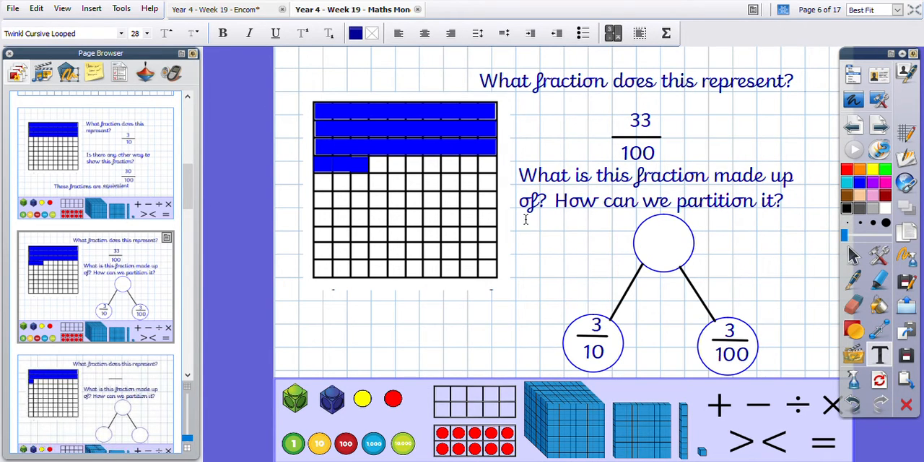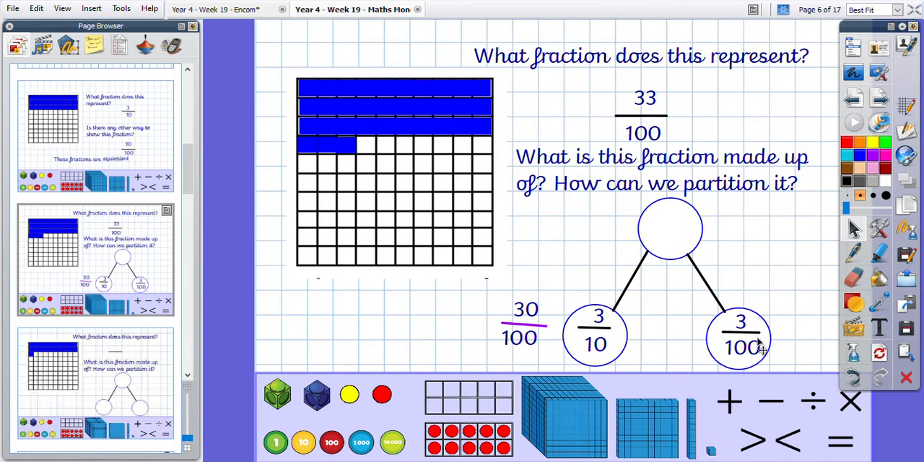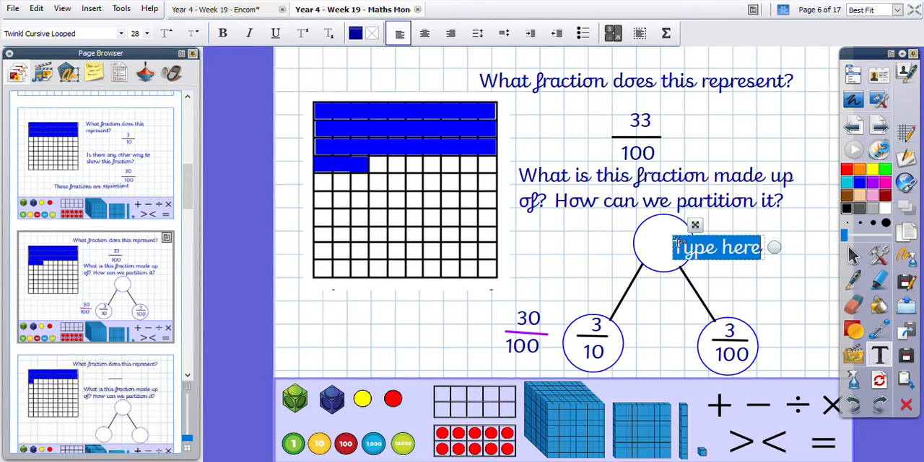What is the fraction made up of, and how can we partition it? So we know we've got 3/10, which we said is equal to 30 100ths, and we know we've also got 3 100ths left over. Well, 30 add 3 is 33 hundredths, so we were correct.